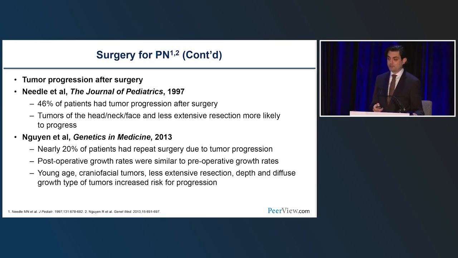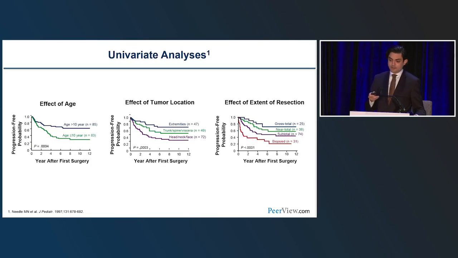A good portion of these tumors, as we were seeing in this particular kid, are not amenable for gross total resection, and depending on who you read, anywhere from 20 to almost 50% of the cases will have some degree of recurrence of those tumors. So the effect of age, younger kids actually tend to do worse than older children.